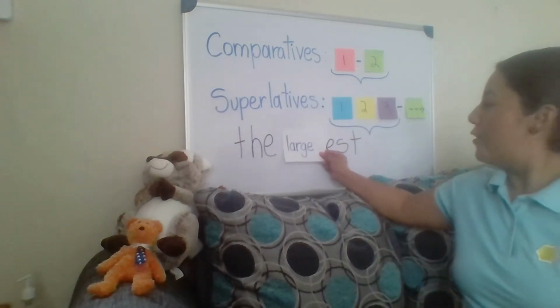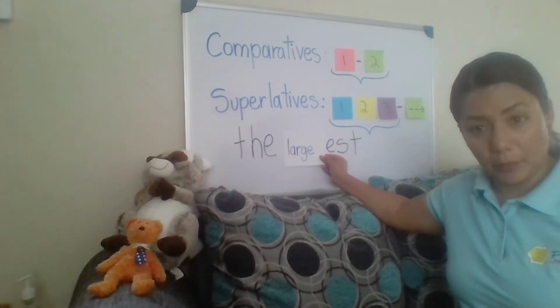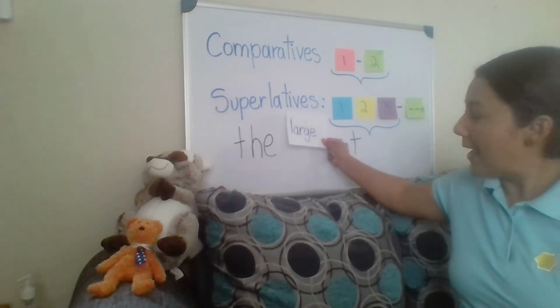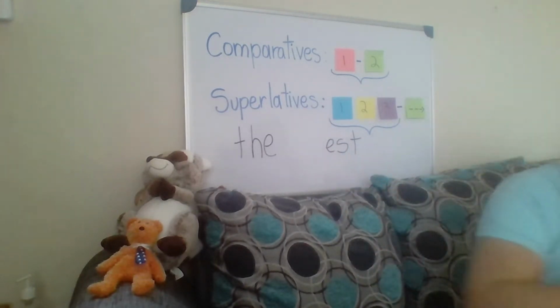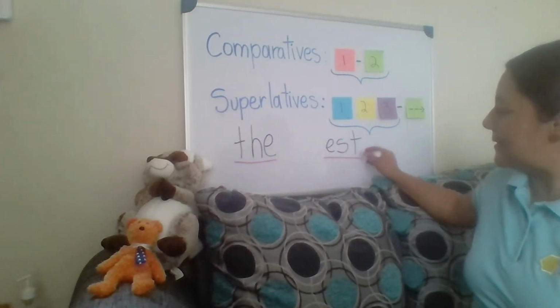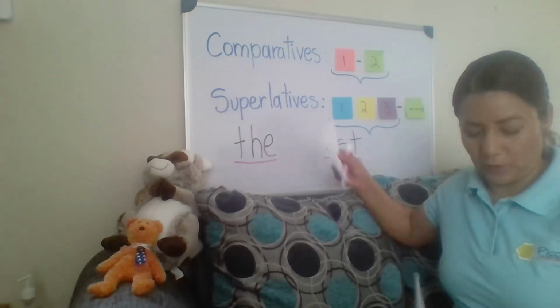Large. The largest house in the block. Okay? This is what we do. Short adjectives in the middle. And then we have the -est. Okay? Good.